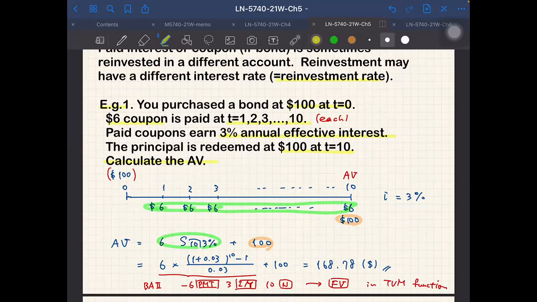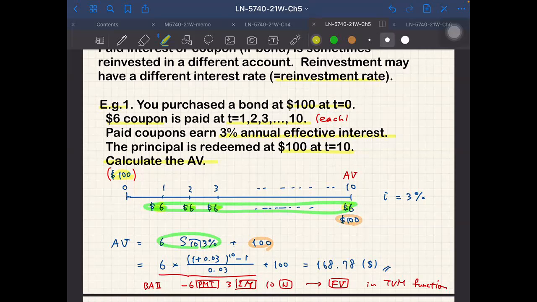Suppose that we have some product, maybe a bond, which earns some coupon. Then we just make the coupon a cash flow, and then we can just ignore the interest rate. So $6 is 6% of $100. But after we make it a cash flow, we don't really have to think about the interest rate. And all of these $6 earn a different interest rate.